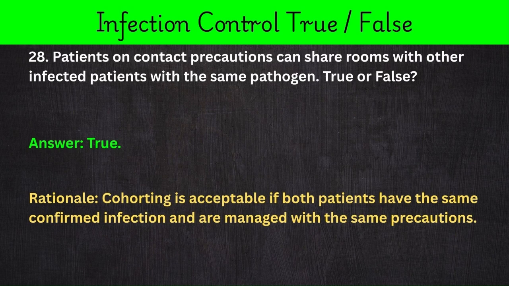28. Patients on contact precautions can share rooms with other infected patients with the same pathogen. True or false? Answer: true. Rationale: cohorting is acceptable if both patients have the same confirmed infection and are managed with the same precautions.